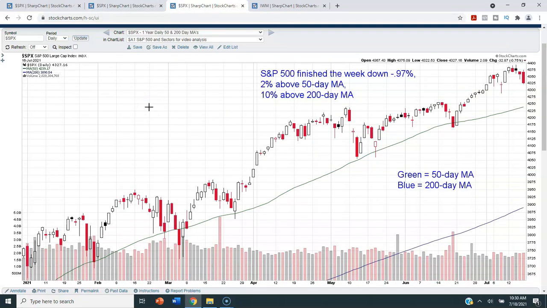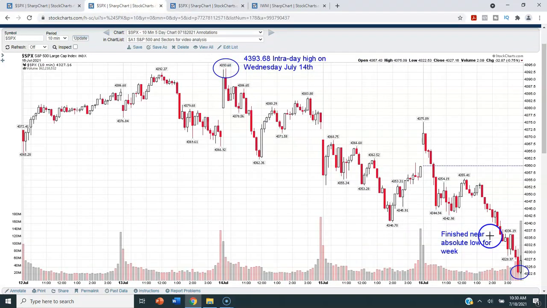The next chart that we're going to look at is a year-to-date daily candlestick chart of the S&P 500. The green line is the 50-day moving average. The blue line is the 200-day moving average. And for the week, the S&P 500 was down less than 1%, down 0.97%. And we know that that really came during those last 3 days of selling, right?